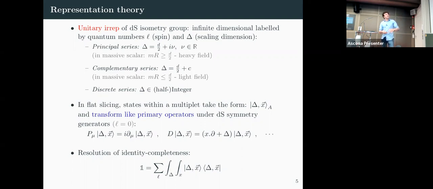In this flat slicing, within each multiplet we have states labeled by the spin, and also x, in this constant-eta slicing. These states transform like primary operators under these dS symmetries. Two of them I wrote here, P and dilatation, and the rest too. And one can use these states for a completeness relation, a resolution of the identity, which is a sum over spin and an integral over this continuous Δ, and an integral over the space, all of this x over R^d.